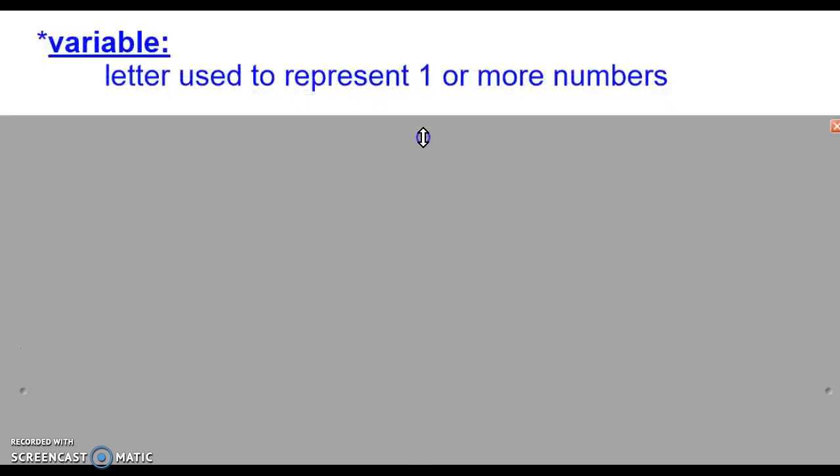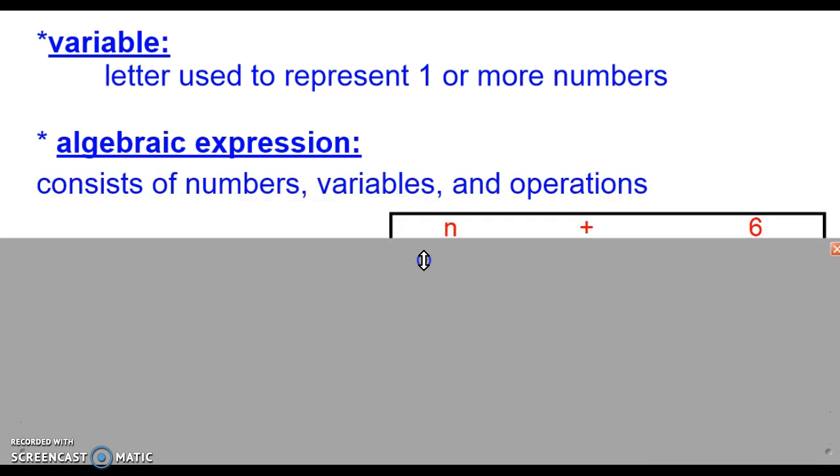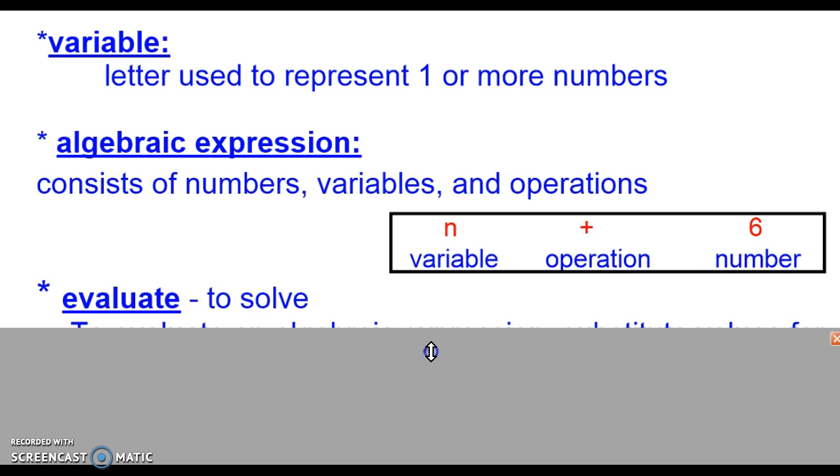And the last thing we're going to talk about is we're slowly going to start getting used to algebra and introducing you to these concepts. So, a variable is a letter used to represent one or more numbers. An algebraic expression consists of numbers, variables, and operations. So look at this one right here. Our variable would be n. N is representing a number or more than one number. Then our operation is addition. And then the number we have is 6. So it says n plus 6. That would be an algebraic expression.